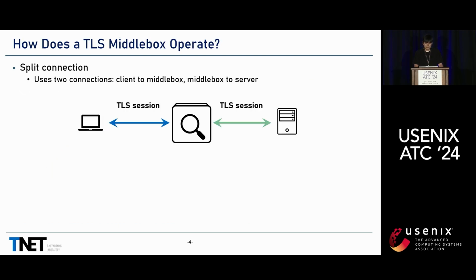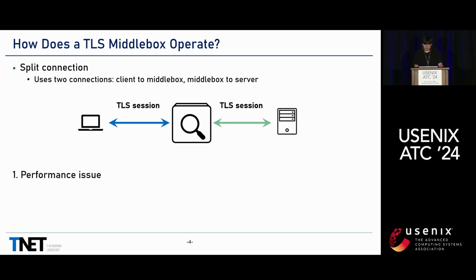Then how do the existing TLS middleboxes operate? To decrypt the content and inspect the plain text of the traffic, typical TLS middleboxes split the TLS connections into two connections. That is, there is one TLS connection for the client side and the other one for the server side. However, the split connection middlebox incurs two critical problems.